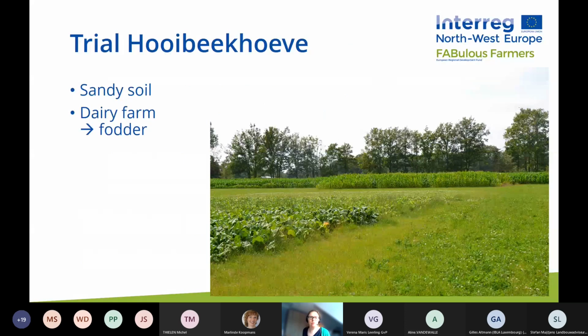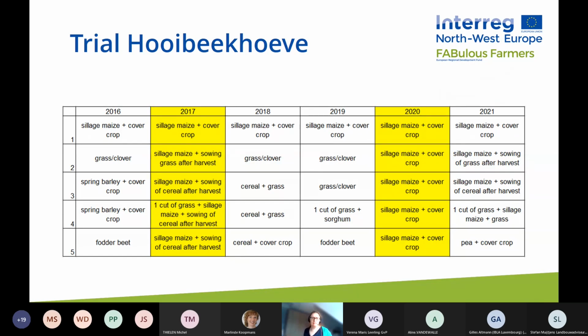The trial from Hooibeekhoeve, to situate, we are living on sandy soils there, and Hooibeekhoeve is a research farm on dairy farming. So our main goal for the rotation is to create fodder for the cows. And this is what our trial looks like. So we have 5 different rotation systems.